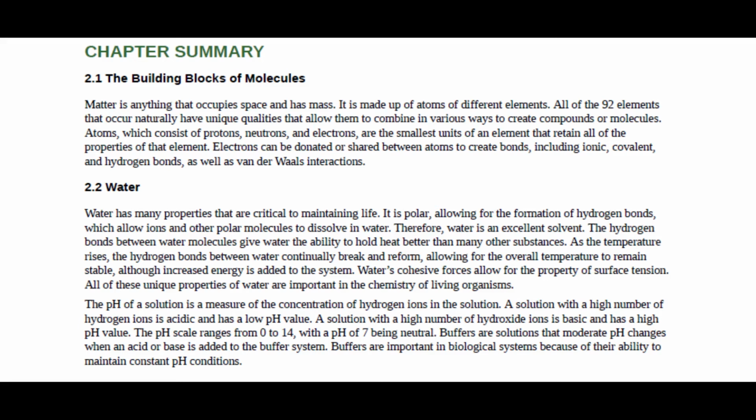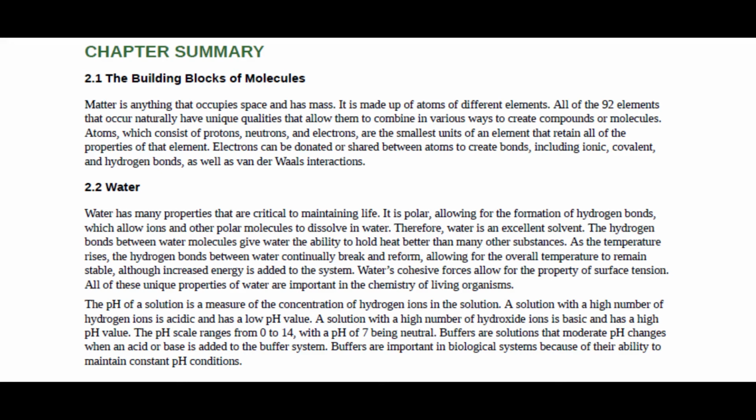The hydrogen bonds between water molecules give water the ability to hold heat better than any other substance. As the temperature rises, the hydrogen bonds between water continually break and reform, allowing for the overall temperature to remain stable, although increased energy is added to the system. Water's cohesive forces allow for the property of surface tension. All of these unique properties of water are important in the chemistry of living organisms.